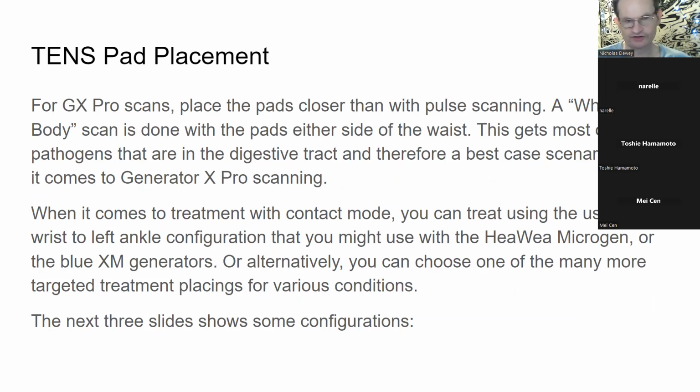It isn't the whole body. There will still be things in your feet and in your fingers which won't be caught by it. It'll get most of your pathogens through scanning with the TENS pads either side of the waist.